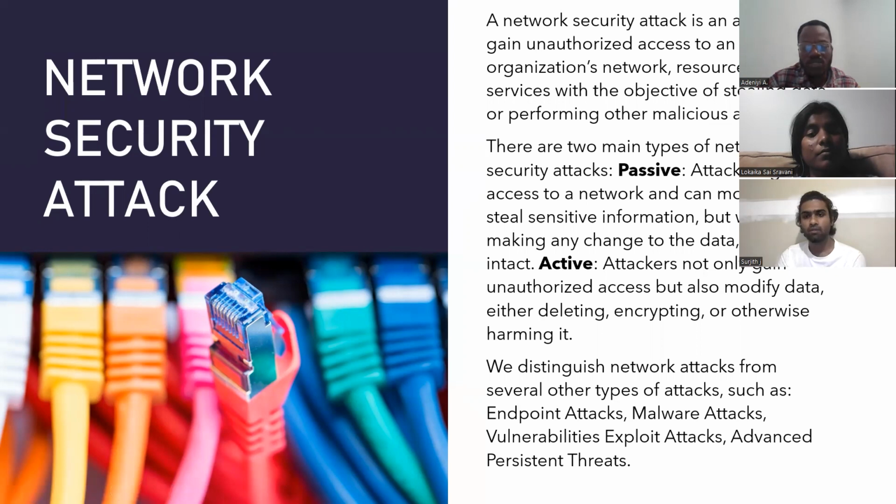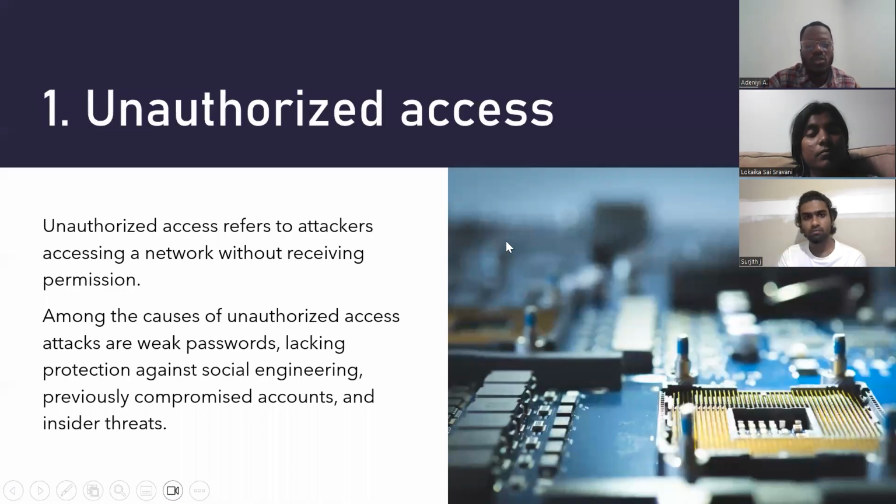We distinguish network attacks from several other types of attack, such as endpoint attacks, malware attacks, vulnerability exploit attacks, and advanced persistent threats. So first on the list of network security attacks is unauthorized access. By unauthorized access, we're referring to attackers accessing a network without receiving permission. Among the causes of unauthorized access attacks are weak passwords, lacking protection against social engineering, previously compromised credentials, and insider threats.